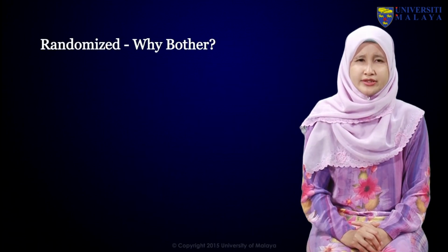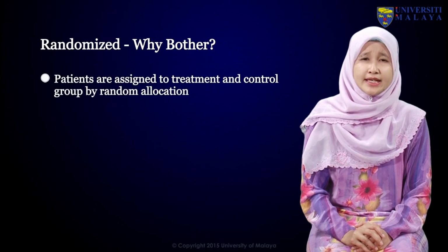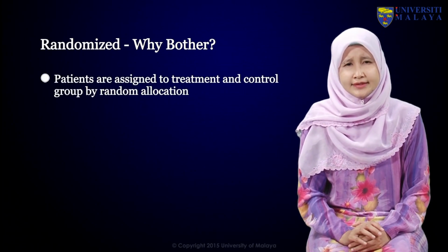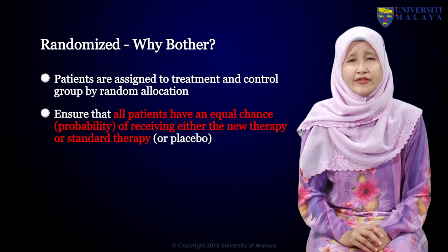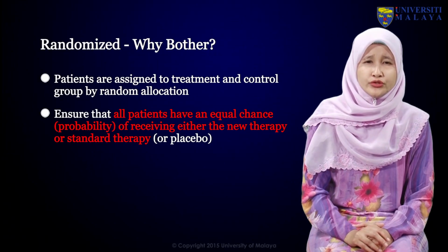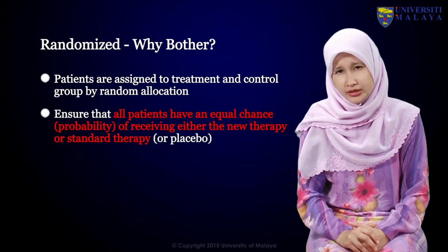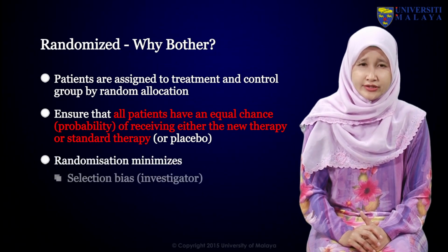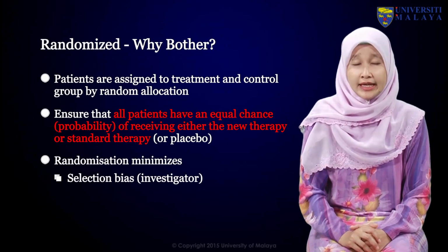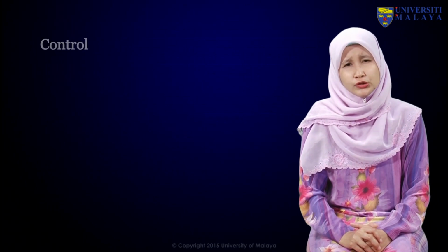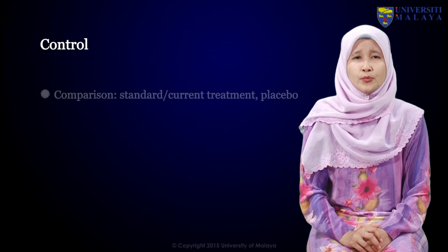Why do we need randomization? In an RCT, patients are assigned to treatment and control group by random allocation. This is to ensure all patients have an equal chance or probability of receiving either the new therapy or standard therapy or placebo. So this is to minimize selection bias by the investigator, and also it will minimize the confounding bias.